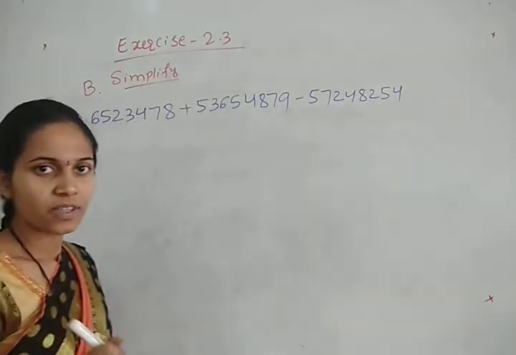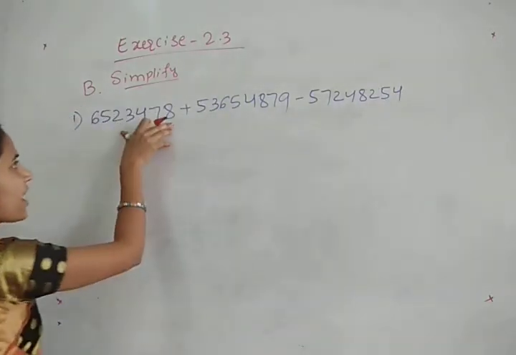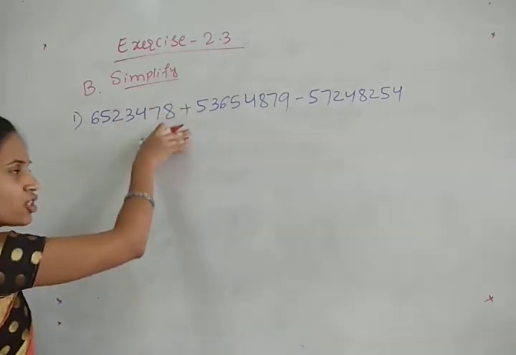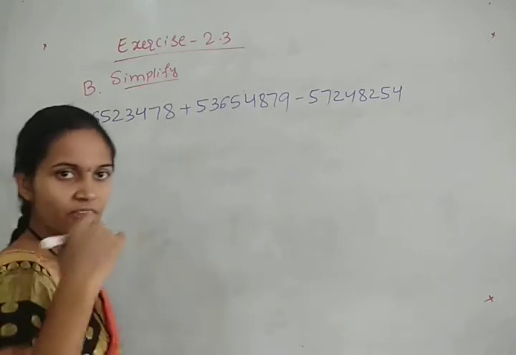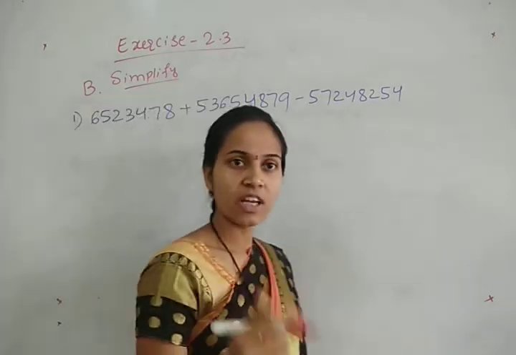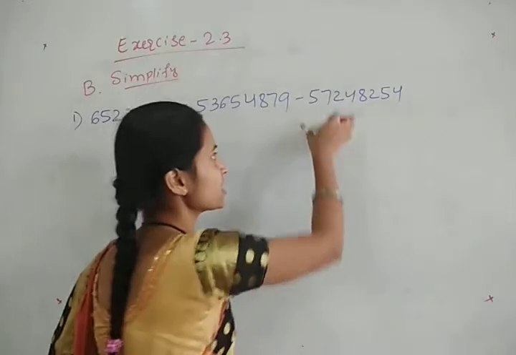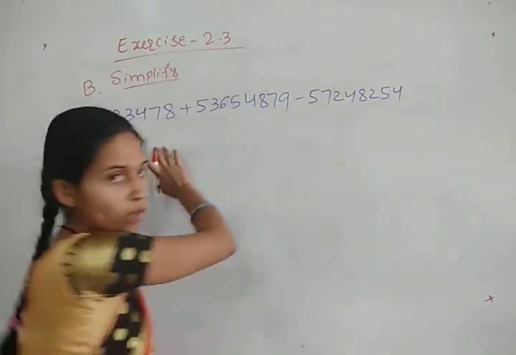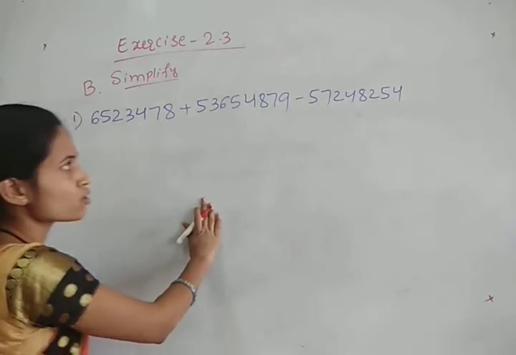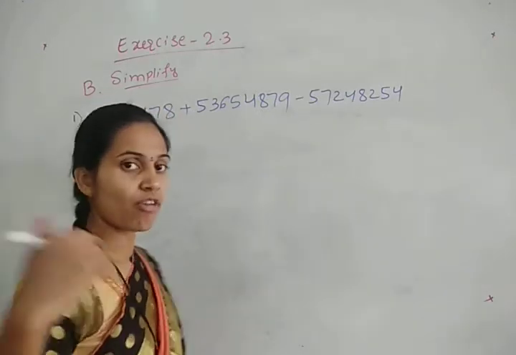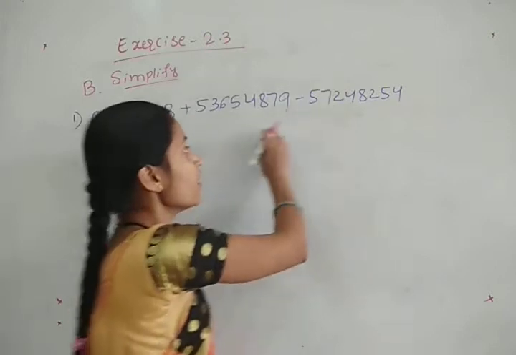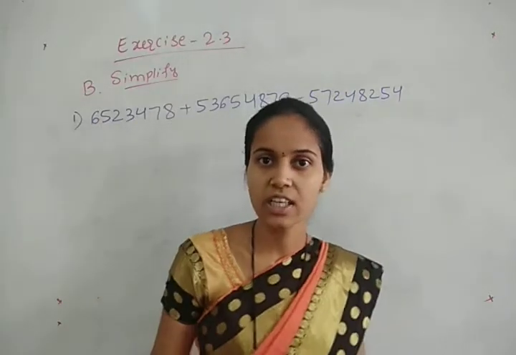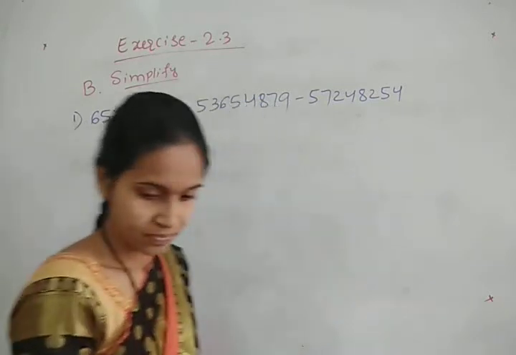In the first step we will add these two numbers. After adding, from the sum we will subtract this one. The subtraction of this number from the sum of these two numbers is step 2. Whatever result you get after subtracting this number from the sum of these two is the final result. Got it? Now let us solve that one.